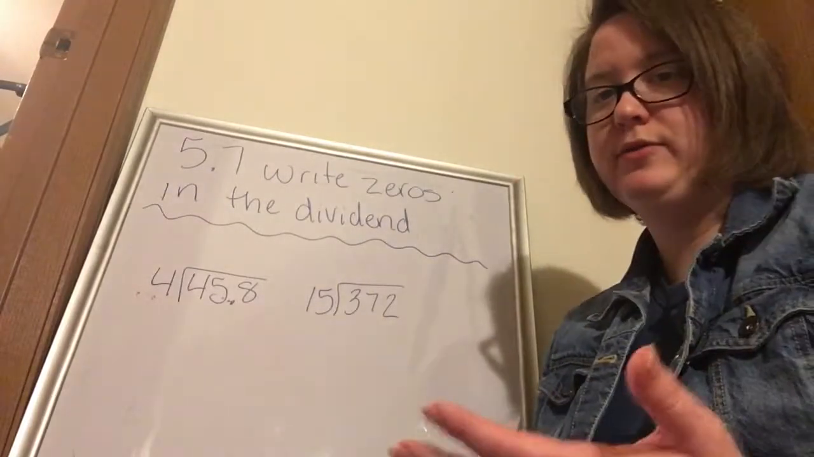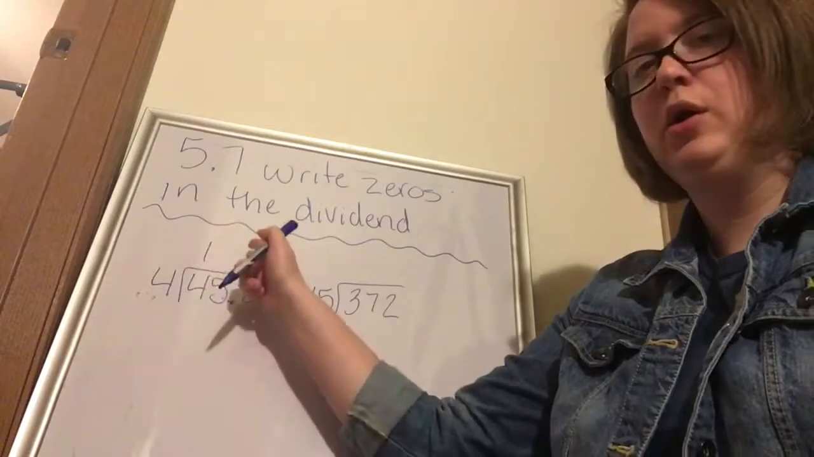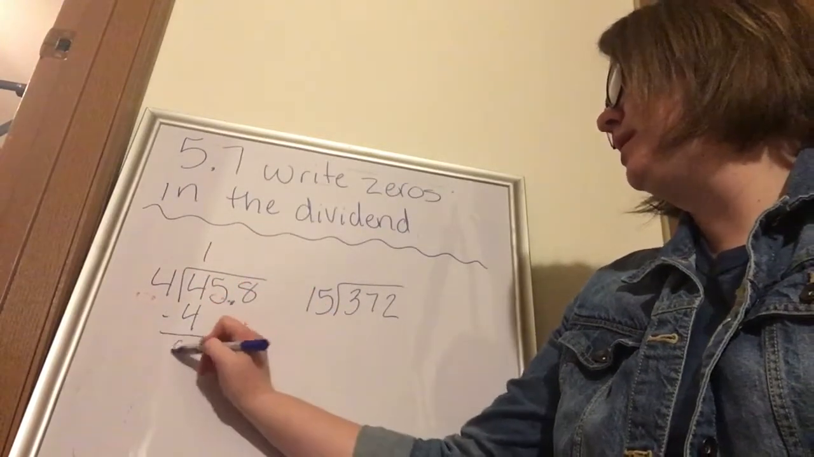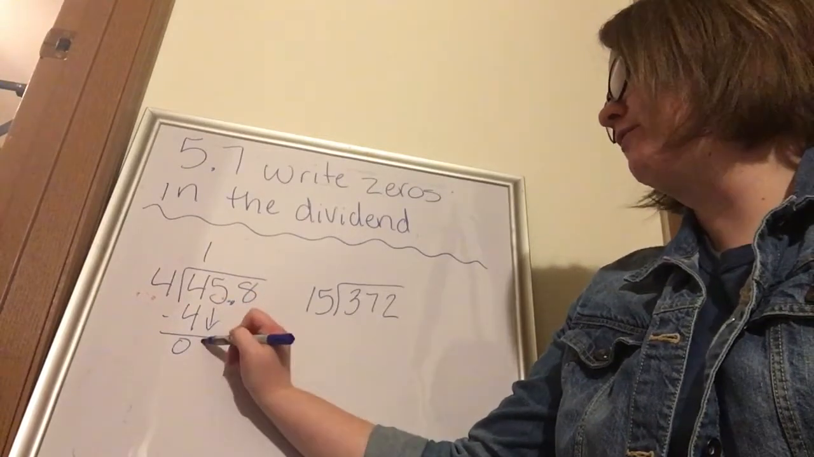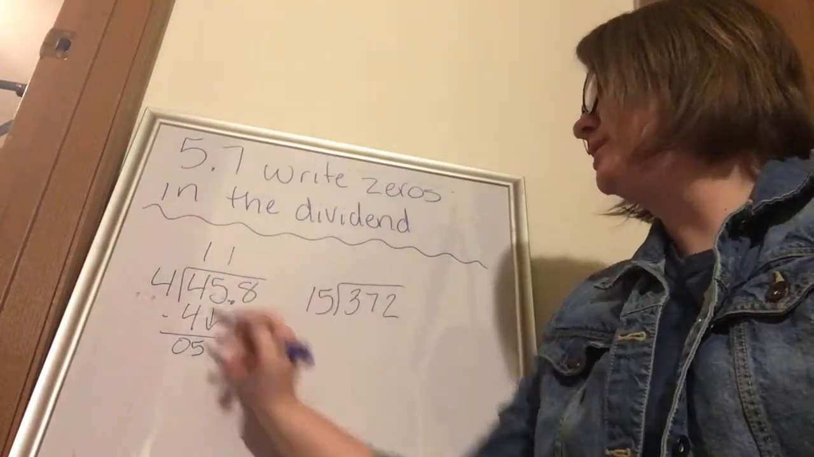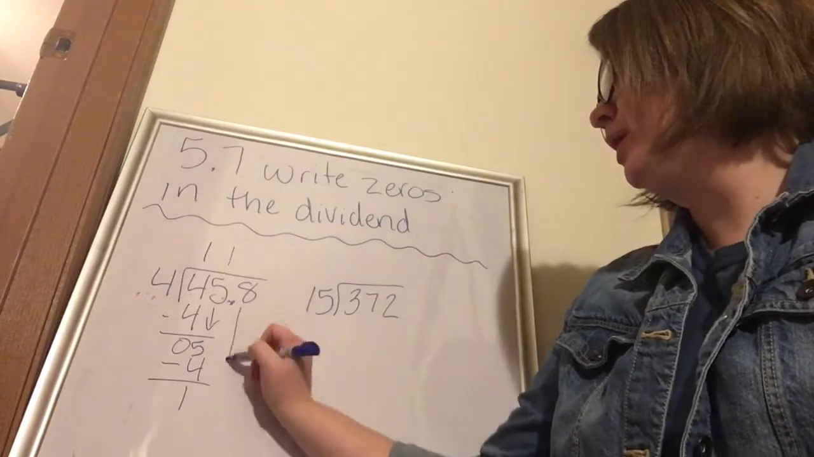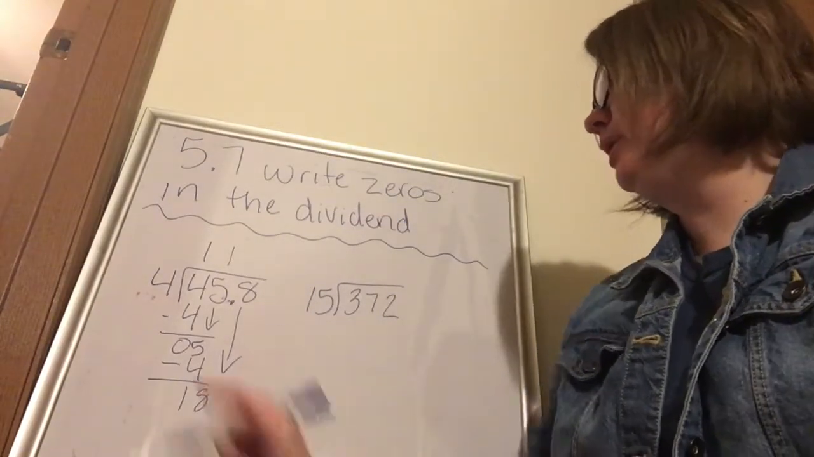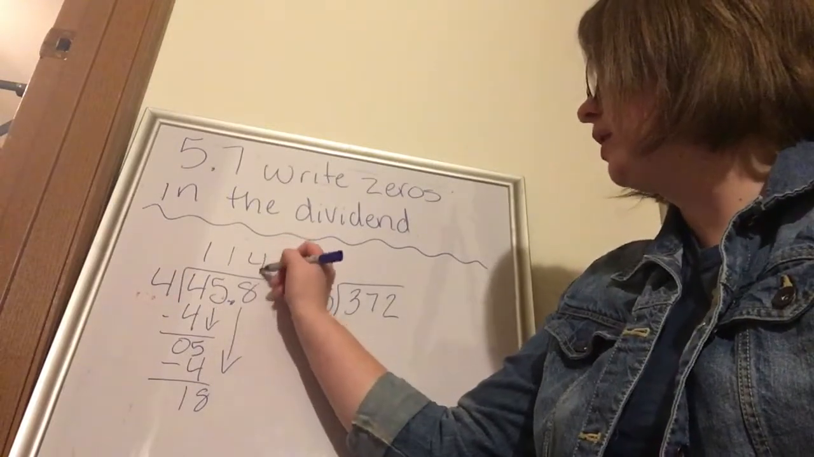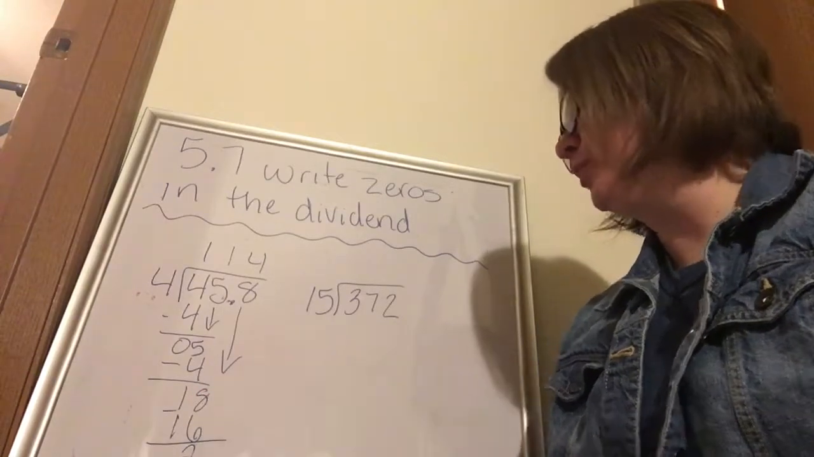Okay, so we're going to start out dividing just like we normally would. 4 goes into 4 one time. 1 times 4 is 4. We subtract, that gives us 0. Bring down our 5. 4 goes into 5 one time. 1 times 4 is 4. We subtract, we get 1. We bring down our 8. 4 goes into 18 4 times. 4 times 4 is 16. We subtract, we get 2.